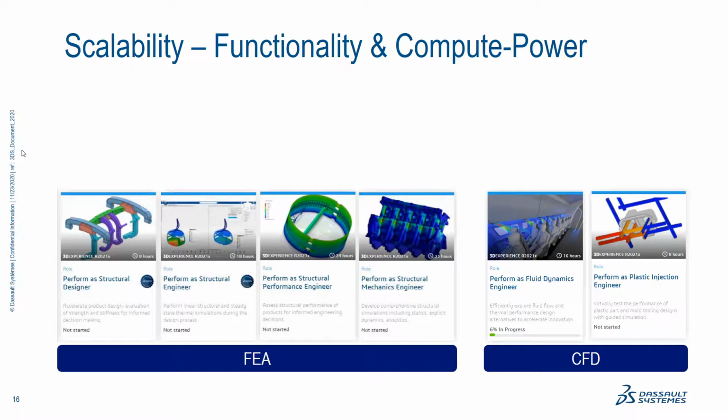So in our solution, it's not necessary to purchase that separately, but that's something that's coming out of the box. The next level of scalability is the compute power. These basic roles here, they're having 4 cores included on the structures domain and 8 cores on the fluids domain.